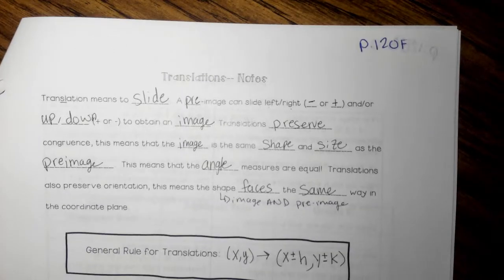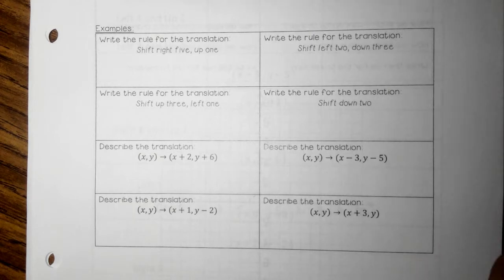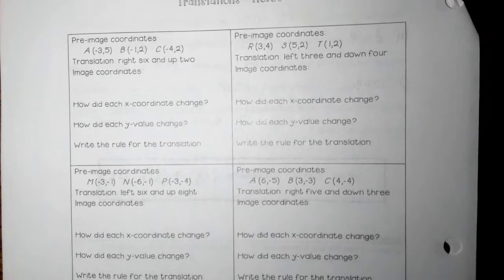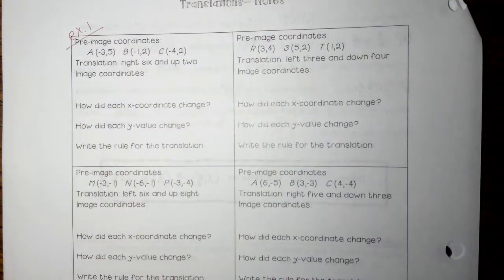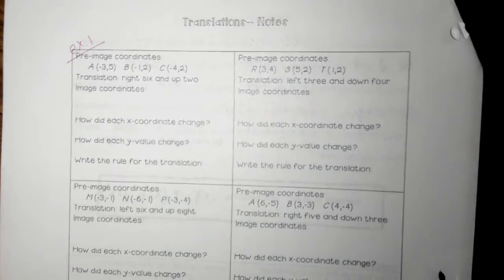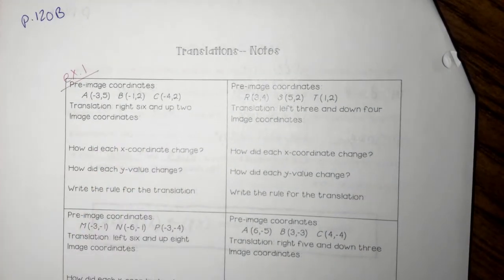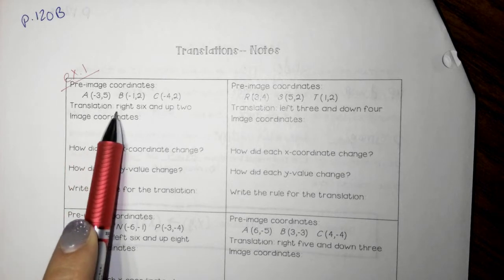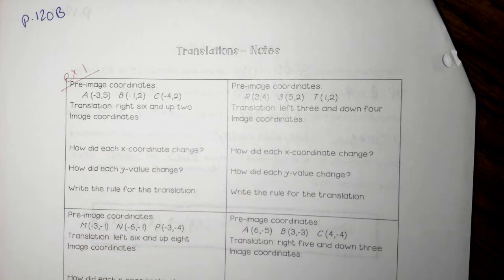Now this is page 120 on the front, and there are some examples on this page, but I would like to look at the examples on the back first. I couldn't fit the graph on the back, so I wanted to put that on one page by itself. And we'll call this example 1. Here I've got a preimage of coordinates A, B, and C, and I want to translate that shape right 6 times and up 2 times.